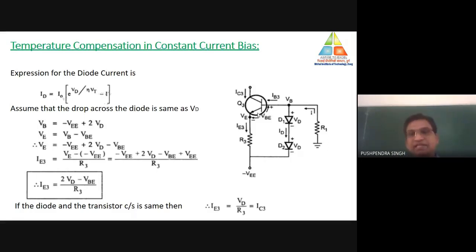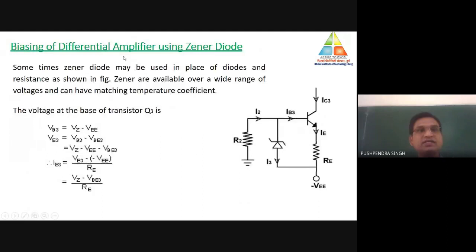One more method is there. In place of these two diodes, we may connect one Zener diode, which will also work as a constant current source. In our next circuit, the biasing of differential amplifier using a Zener diode. What we have done here is only replace the two diodes with a single Zener diode. And due to that, there is no change in the characteristic of the constant current source. The output will be the same.